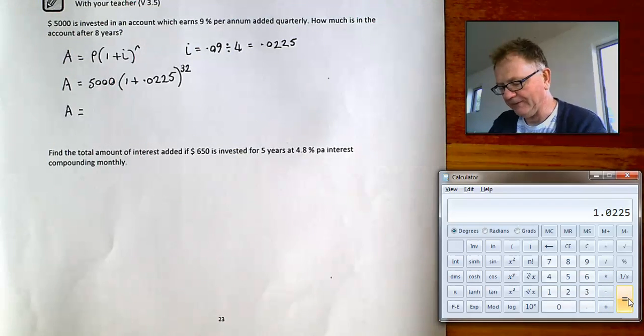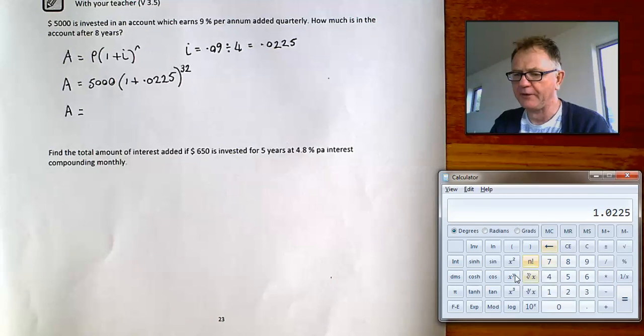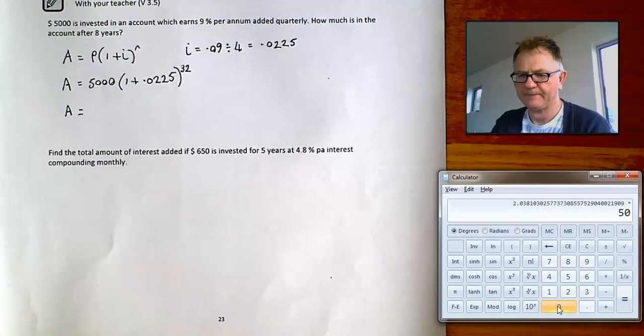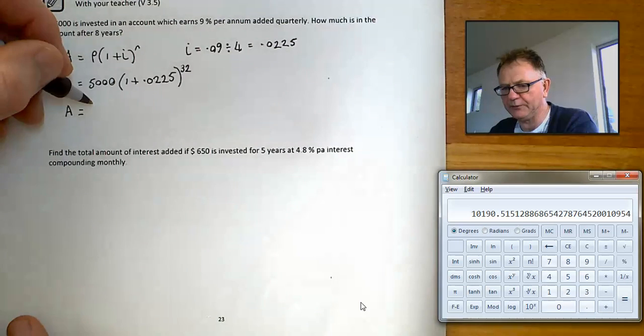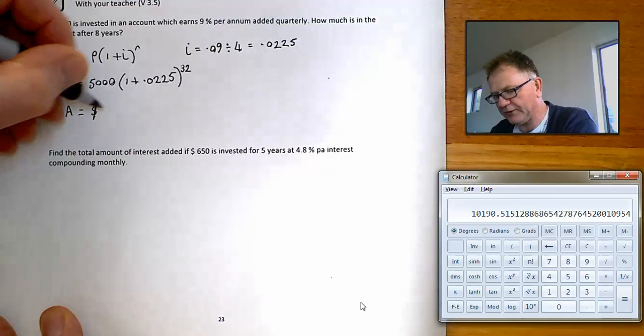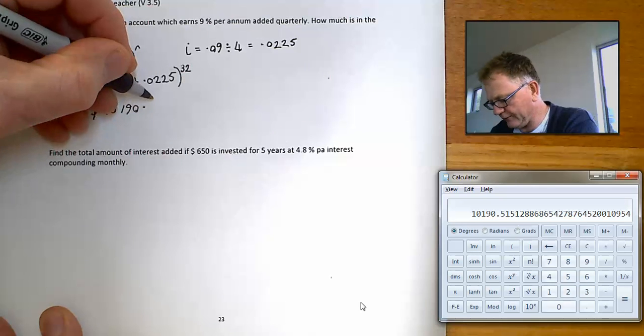Okay, I've done that. I want to raise it to the power 32. That's the only bit that I want to raise to the power 32. So I'll do that now. Raise to the power 32 equals. And then we've got to times our answer by 5,000. Times 5,000 equals, and it's got a huge number of decimal points, but that's not important. We're talking about a dollars and cents question, so answer to 2 decimal places, 10,190.52.